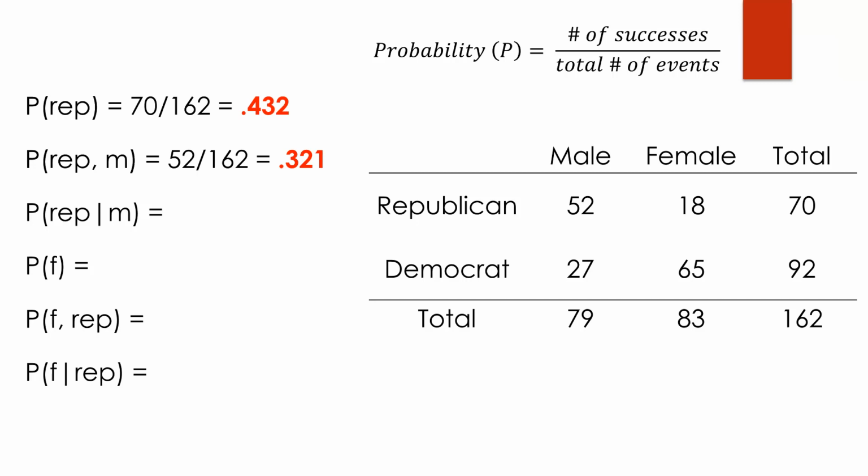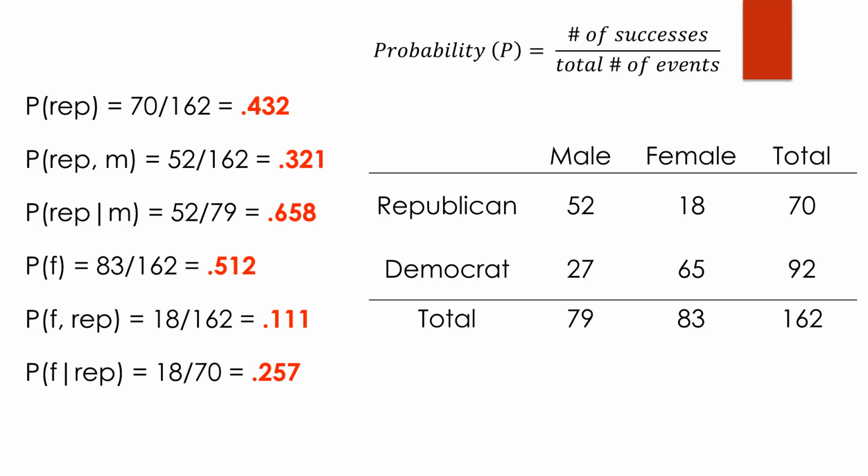Now, what's the probability of being Republican given that you're male? Given means I'm looking only at the male column. We're not looking at females for this one because we're only interested in males. So we have 79 total males. How many of them are Republican? 52. So it should be 52 out of 79. That's 0.658, okay?